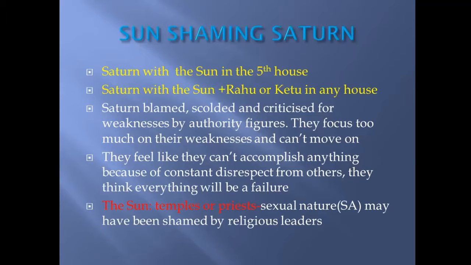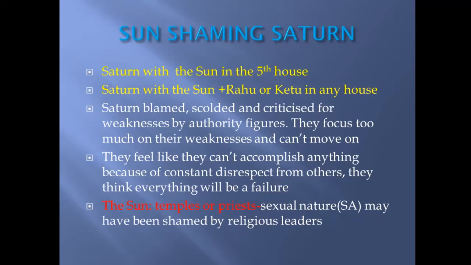So let's start with Sun shaming Saturn. This happens when Saturn is with the Sun in the 5th house, or when Saturn is with the Sun and Rahu or Ketu in any house. In this case, Saturn is going to feel blamed and criticized for weaknesses by authority figures, and they will focus too much on their weaknesses. They will feel like they can't accomplish anything because of constant disrespect from those authority figures represented by the Sun. And they will think everything is a failure.